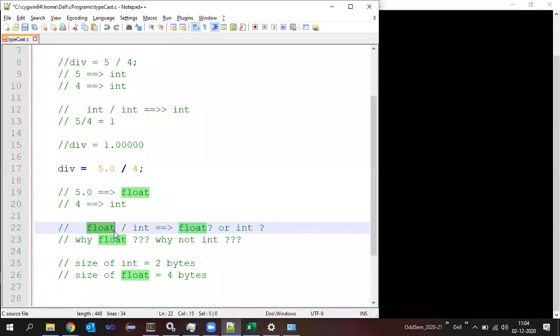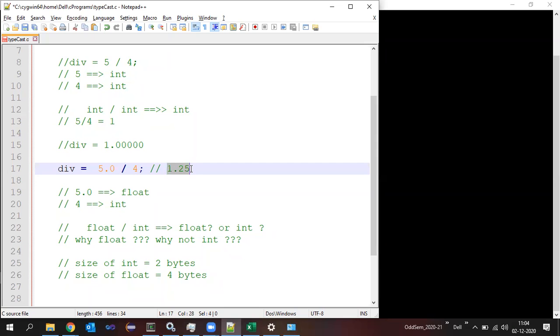Why does this happen? Because we don't want to lose any of the data. What does that mean? When I perform 5.0 divided by 4, the result is going to be 1.25. You are instructed to store this resulting value as float only. If I don't, then this 0.25 will be neglected or omitted. The data will be lost.